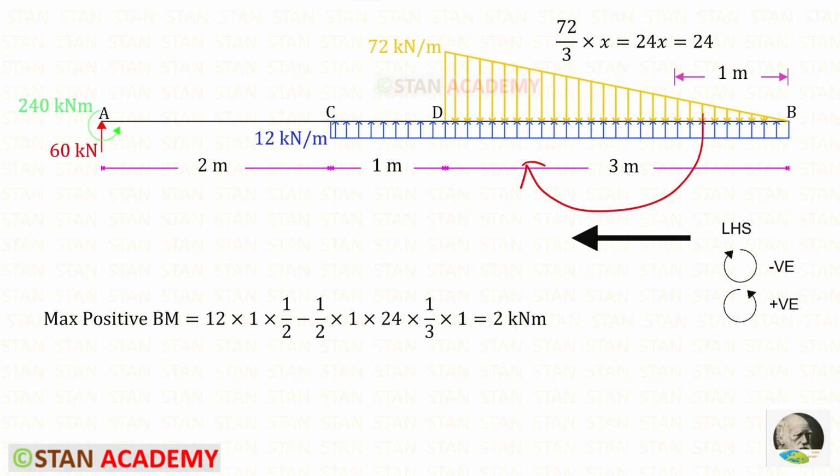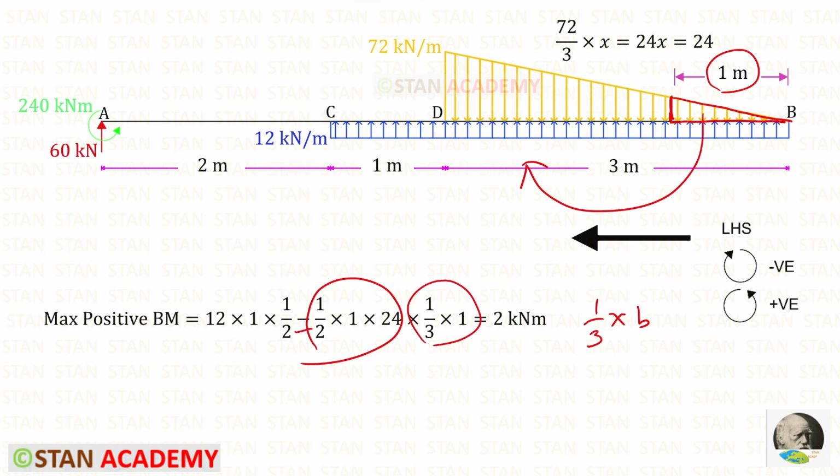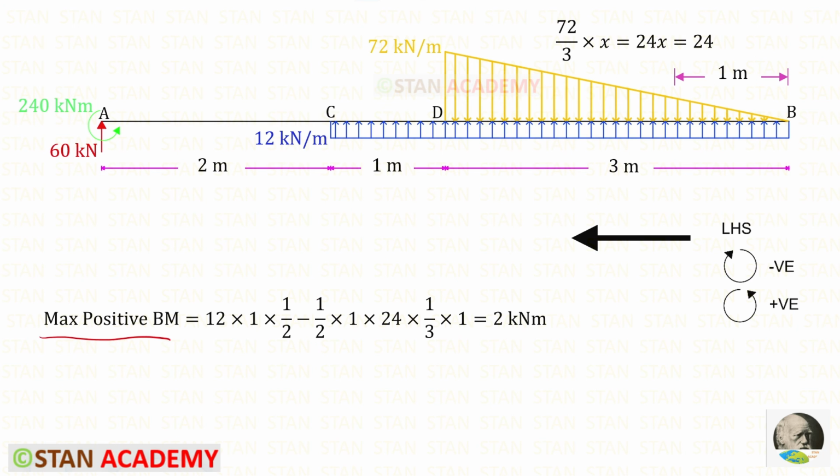The UVL is acting in the clockwise direction, so it will be negative. We have to multiply the area of this triangle with the centroid distance. This is the area of the triangle. The centroid distance about the height is 1 upon 3 into breadth. Here the breadth is 1, so it is 1 upon 3 into 1. In this way, for the maximum positive BM, we will get 2 kilonewton meter.